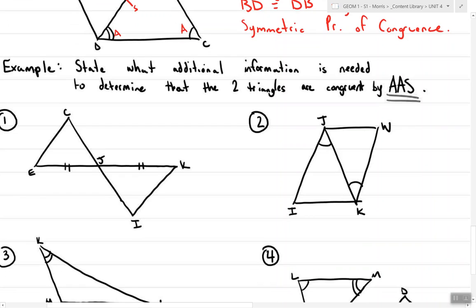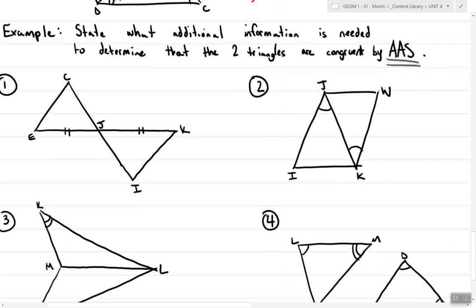Alright, let's go to the last set of examples. What additional information is needed to determine that the two triangles are congruent by AAS? Right now I have a set of sides that are congruent, and I can assume that vertical angles are the same. So at the moment I have A and I have S. I'm not gonna cross anything out because I need to determine where my next A is going to be.